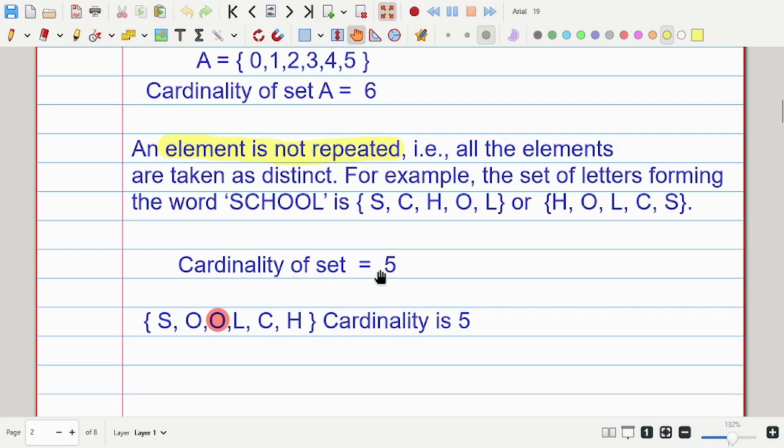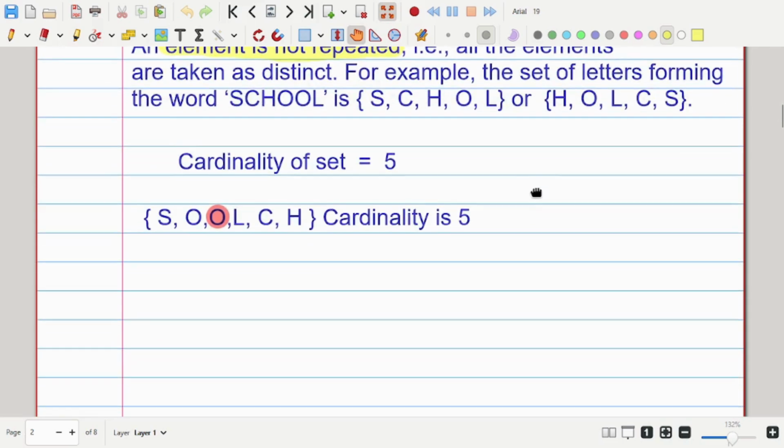So the cardinality of the set is 5, because cardinality means total number of elements present in a set. So count it: 1, 2, 3, 4, 5. Therefore, the cardinality of the set is 5. Note that sometimes in exams they mention O two times, that is, they duplicate it, but we will count this O only one time. So the cardinality is 5. 1, 2, 3, 4, 5.